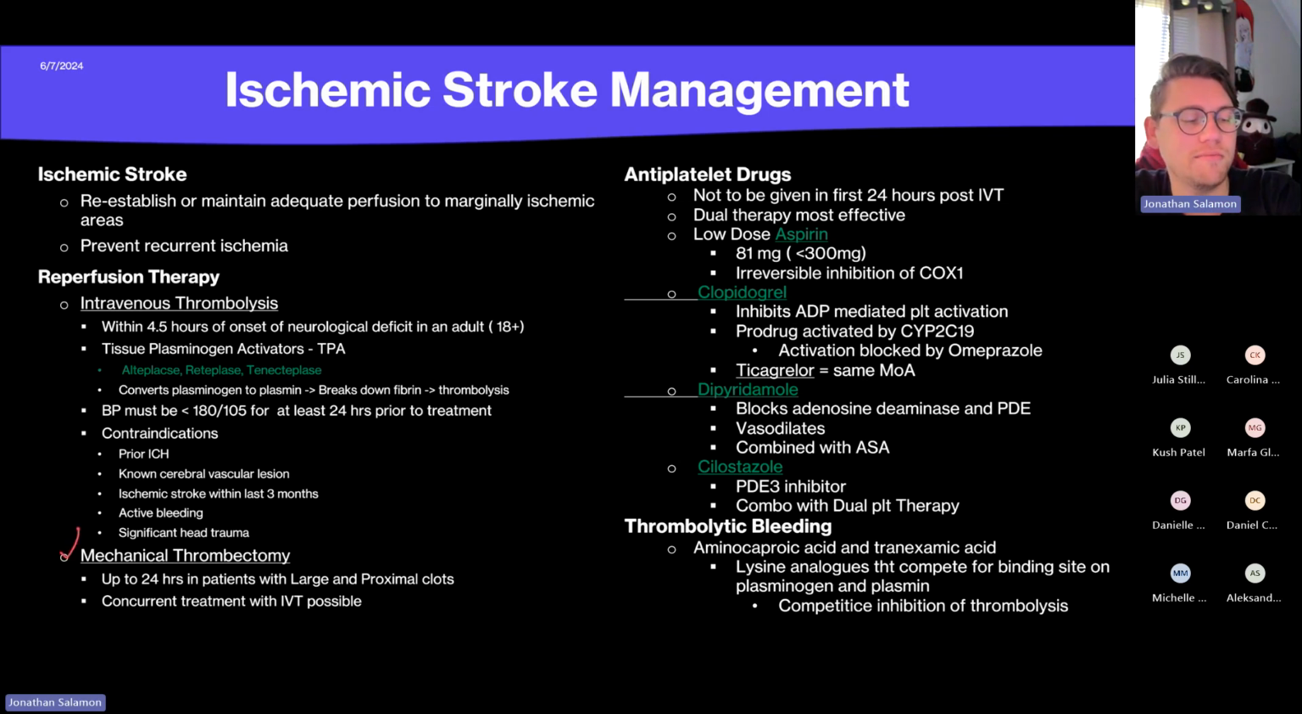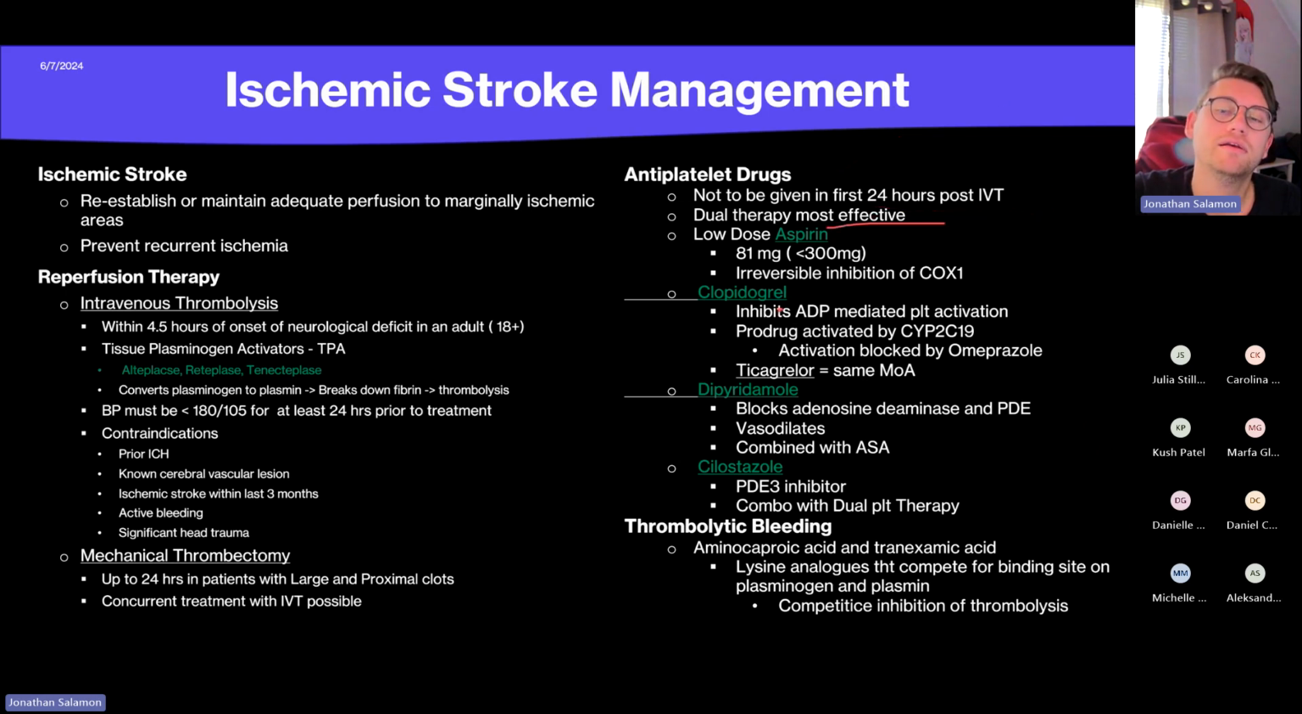And then mechanical thrombectomy. If they do this, they're probably also going to do this. But just know that you can do this up to 24 hours out. This is more for DVTs, but if it's bad enough, they'll do it. And then know your antiplatelets. You give these afterwards. You can't give them within the first 24 hours of doing alteplase. You don't want them to bleed.